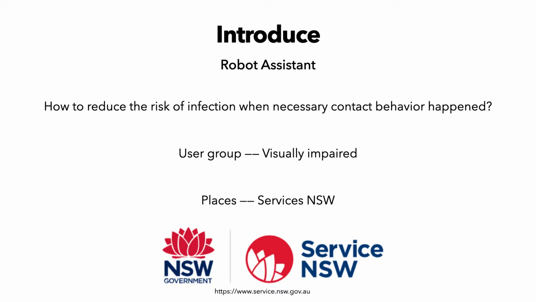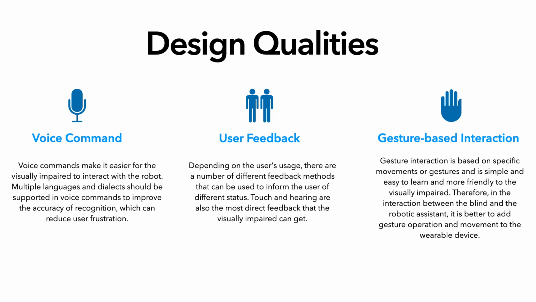I'm considering how to reduce the exposure of the visually impaired, and how to reduce the risk of infection when necessary contact behavior happens. So the robot assistant aims to help the visually impaired. According to the lectures that I researched, my robotic assistant prototype should include these three aspects of design qualities.